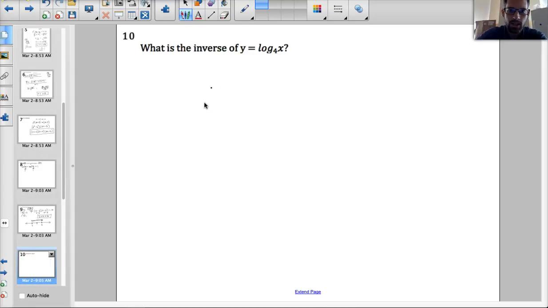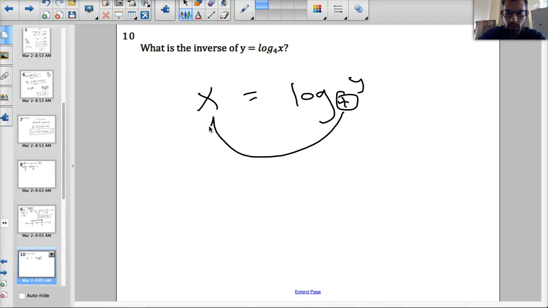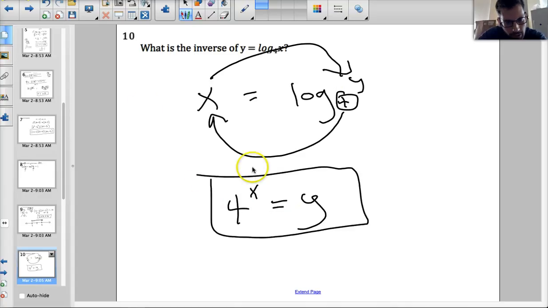All right, inverse. To find an inverse, I switch x and y. Now I'm going to do the circle of log to rewrite this. So it'll be 4 to the x power equals y. And there I have my inverse.